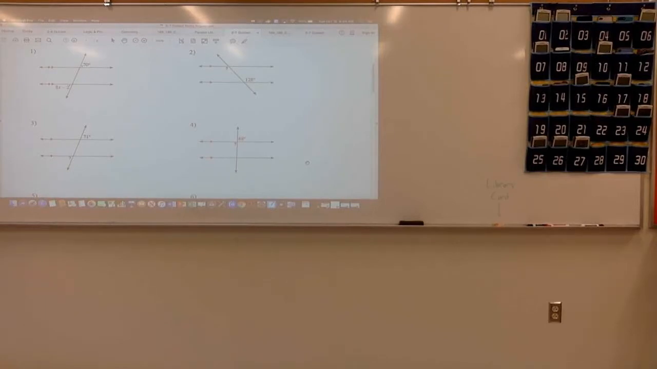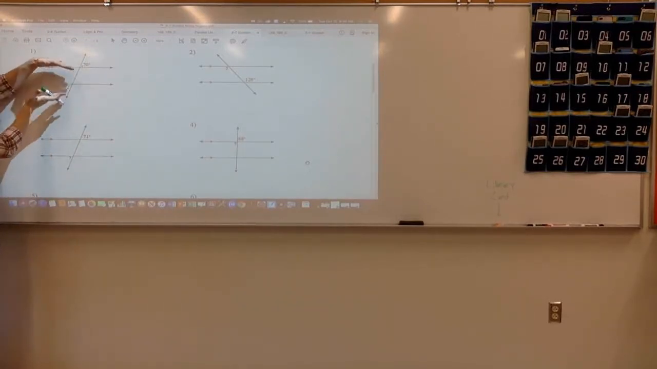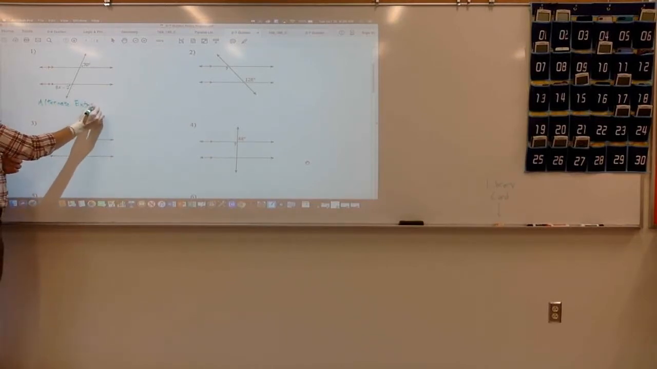Alternate exterior. Right? They're alternate because they're on opposite sides of the transversal, and exterior because they're outside of these two lines. So let's label this as alternate exterior.